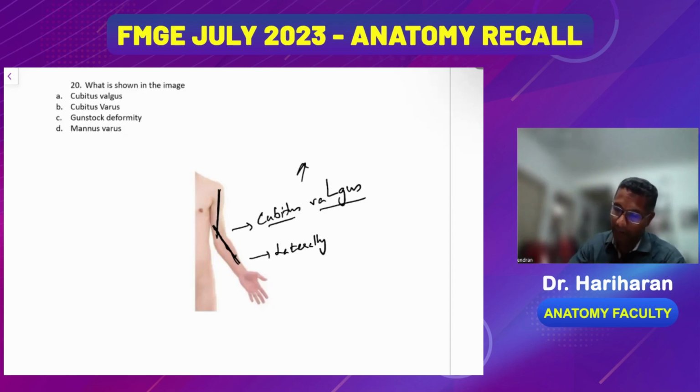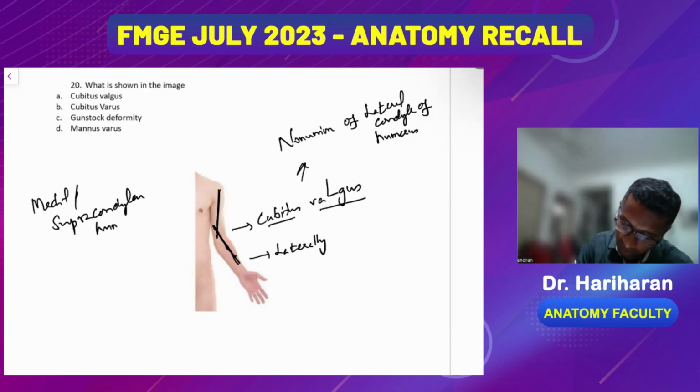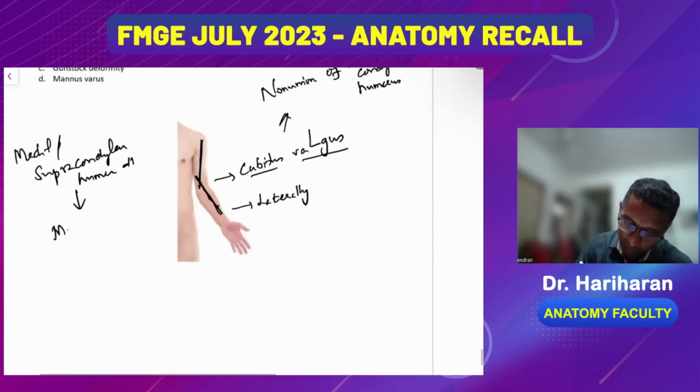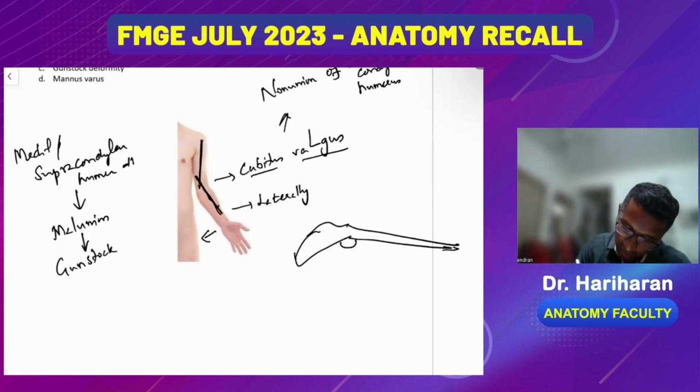Cubitus valgus can happen due to non-union of a lateral condyle of humerus fracture. A supracondylar humerus fracture usually goes in for malunion. When the supracondylar humerus fracture goes in for malunion, it results in the opposite deformity, where the forearm becomes gunstock-like. This is called the gunstock deformity, also called the cubitus varus deformity.